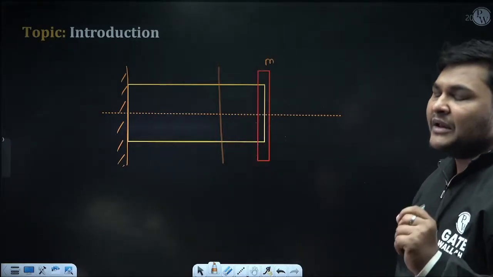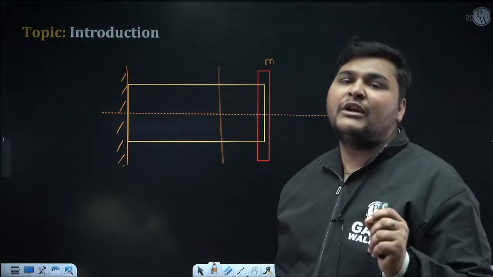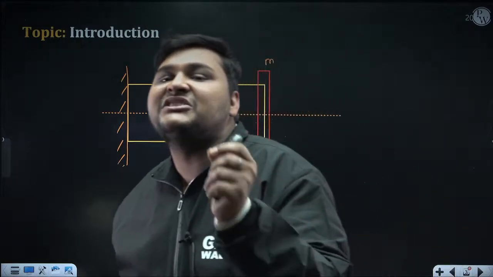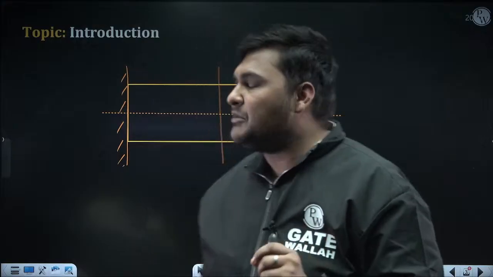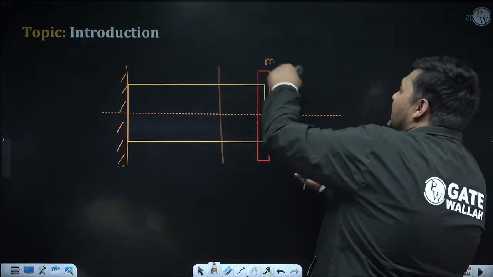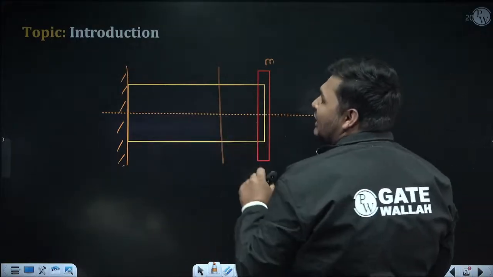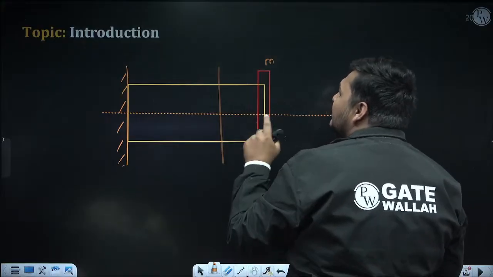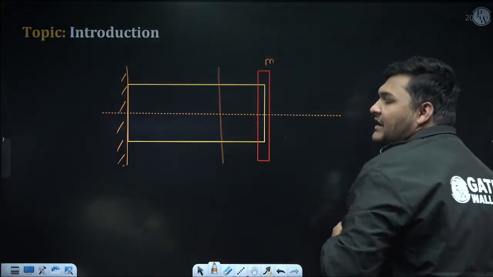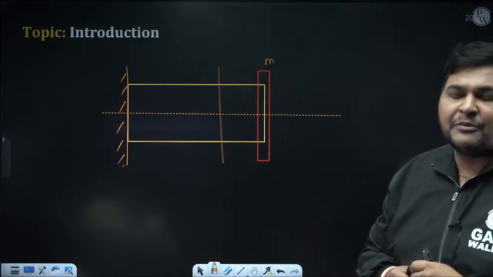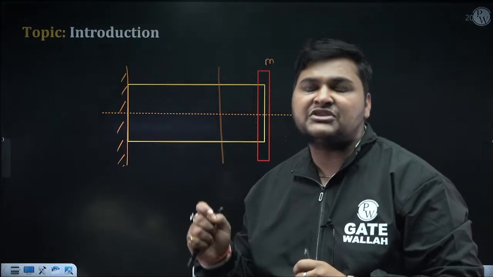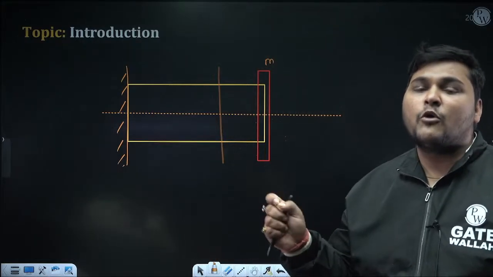So what will happen now? In that case, restoration will occur due to the axial stiffness of the bar. Because if you disturb the mass in longitudinal direction like this, this bar will elongate. And since this bar is elongating, means deflecting in axial direction, the axial stiffness of this structure will provide restoration.